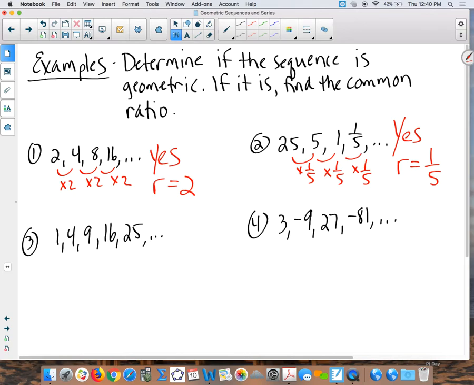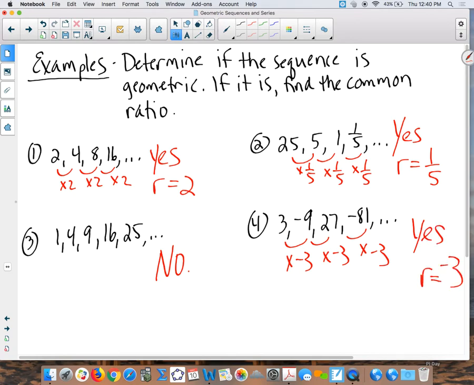Our next example, there isn't something that we can multiply from one term to get to the next. Even though we see a pattern, it is not geometric. Our fourth example, we can multiply by a negative number. That's how you get alternating signs when your common ratio is negative. So yes, it's geometric, and your common ratio is -3.